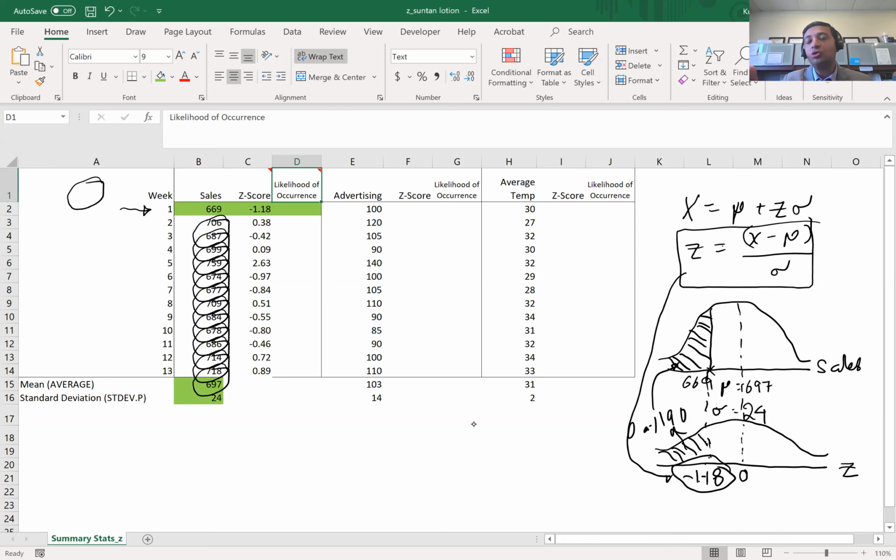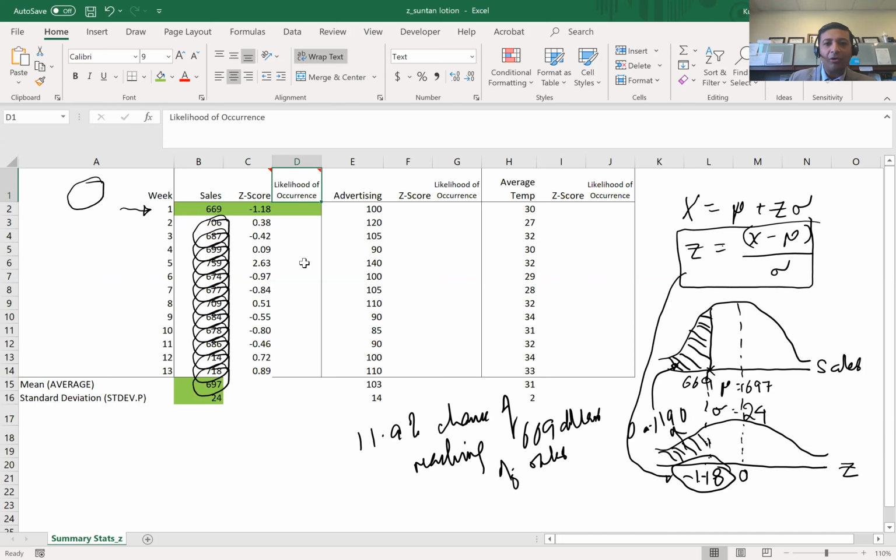Okay, that you are going to make $669 of sales. Okay, so there is an 11.9% chance of reaching $669 of sales.